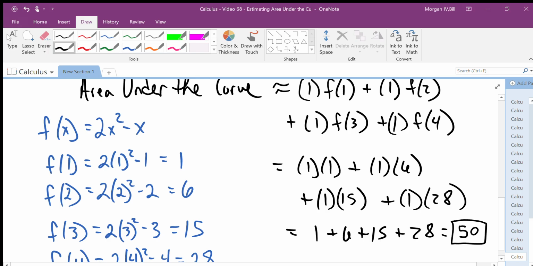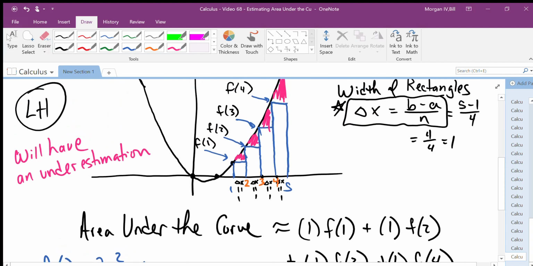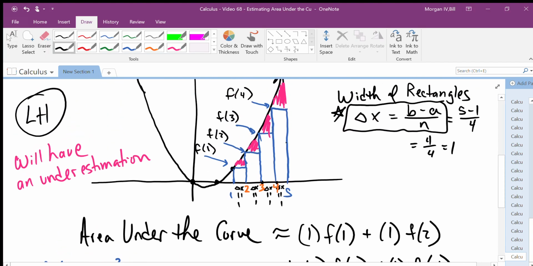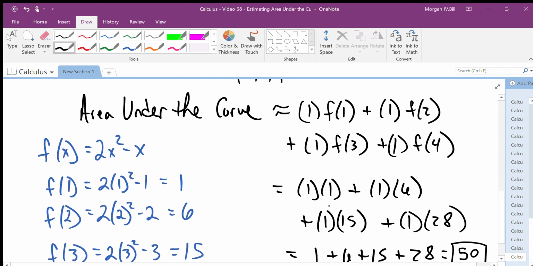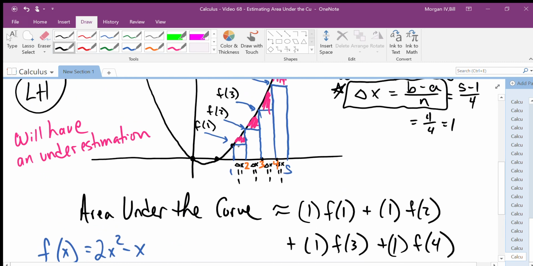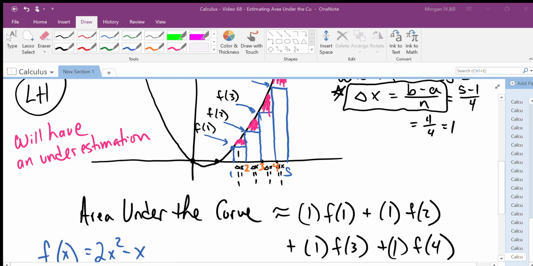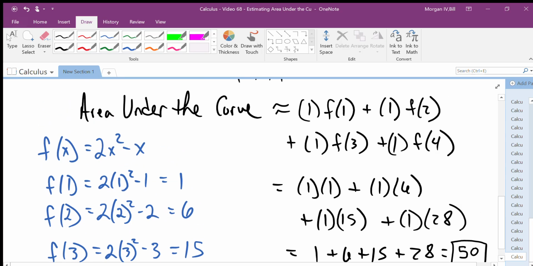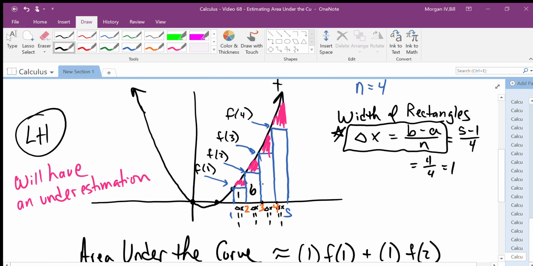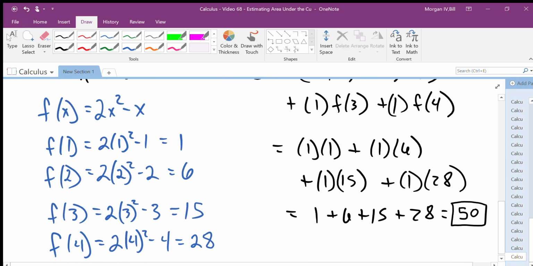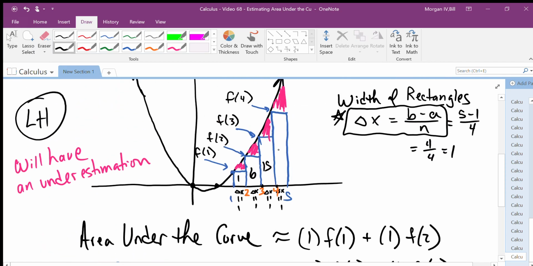So the left hand, I'm getting an answer of 50. So the sum of these rectangles, right? The sum of the area of the rectangles is 50. In other words, the area of the first rectangle is 1. The area of the second rectangle is 6. The area of the third rectangle, 15. The area of the fourth rectangle, 28.